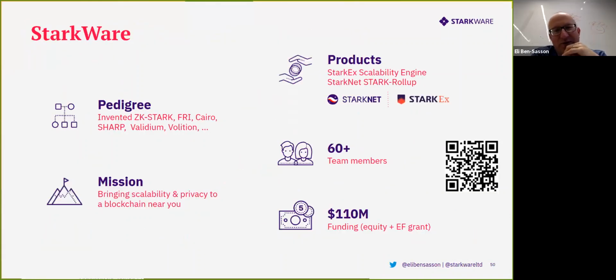The main thing we're very proud of is that we invented a very large part of the stack that others are also using, including ZK-STARK, FRI, the Cairo programming language, SHARP, which is this concept of taking many different programs and submitting a single proof to all of them at once, Validium, which is a mode for conducting data off-chain, and other things. And our mission is to bring scalability and privacy to a blockchain near you.